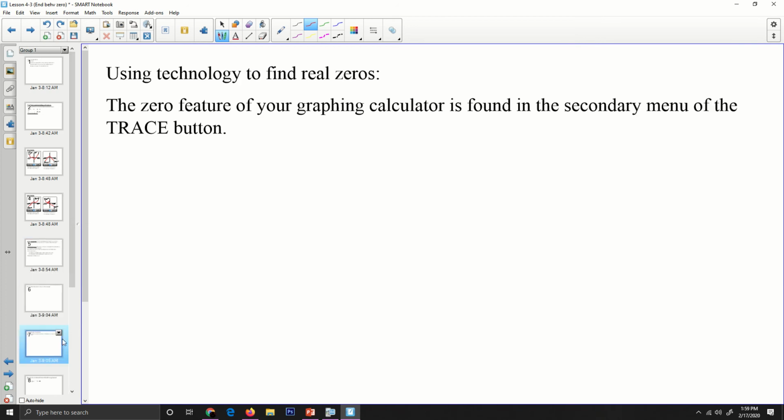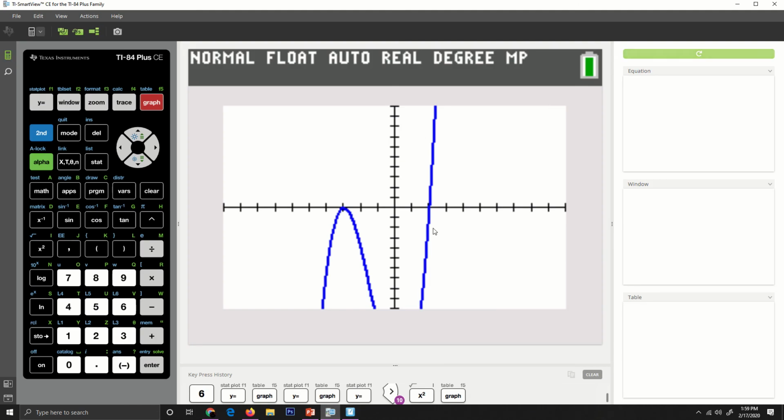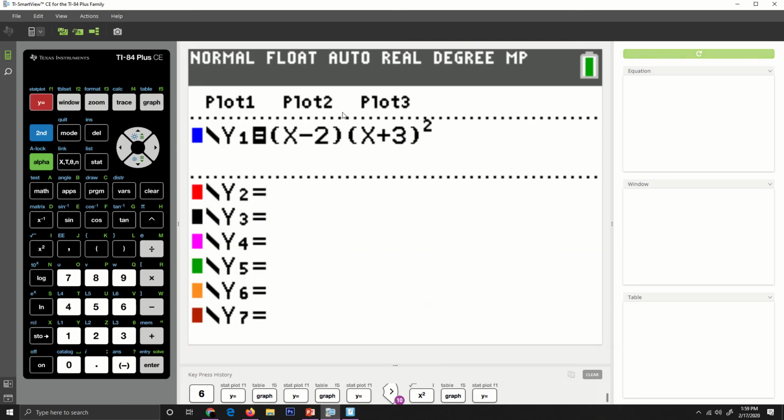All right, so if I want to use technology to find some real zeros, we're going to use the zero feature of the graphing calculator, and it is in a secondary menu of the trace function. I'm going to show you, if you didn't already have this thing factored, I just don't want to put another polynomial equation in there. Let's say we wanted to find this 0.